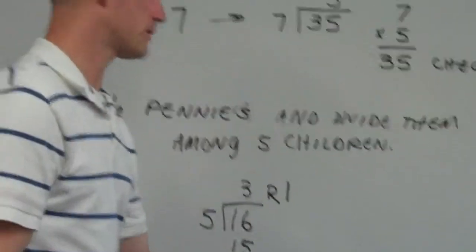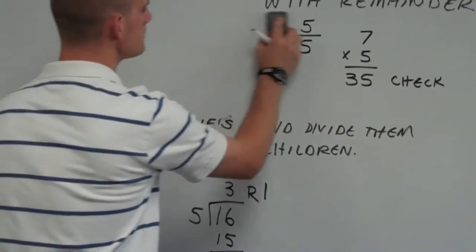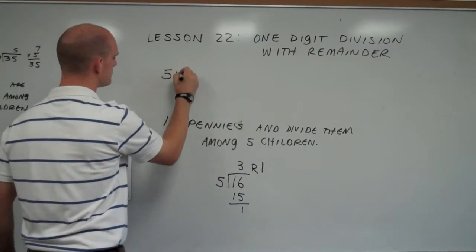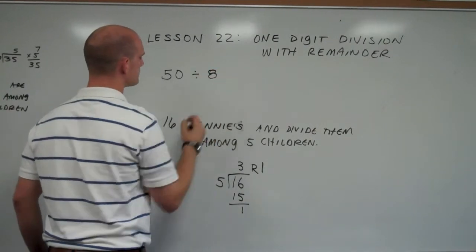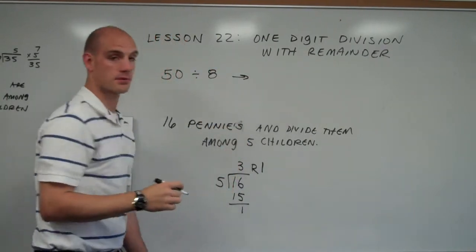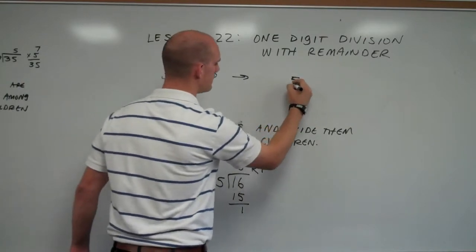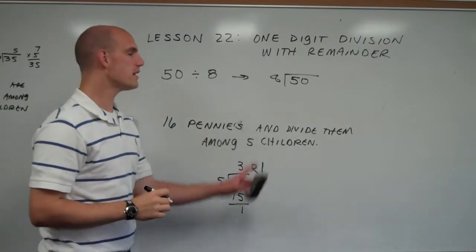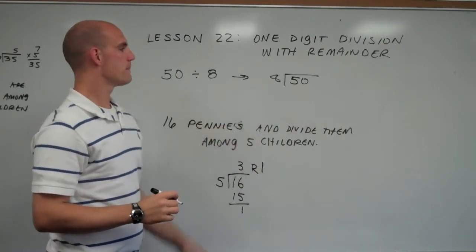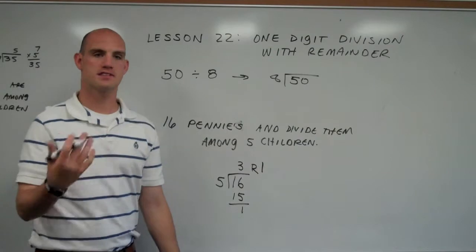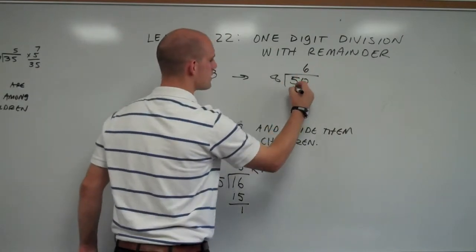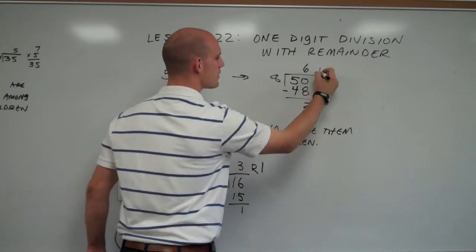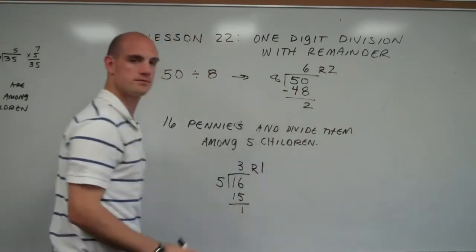If we look at a different example of this up top here, and we take the problem 50 divided by 8, we can convert this to a box problem by saying we have 50 on the inside and 8 on the outside. We know that 8 goes into 50 a number of times. So let's see. We'll try 6. So that would be 48. We would do 50 minus 48, which would give us 2. So we have 6, remainder 2.